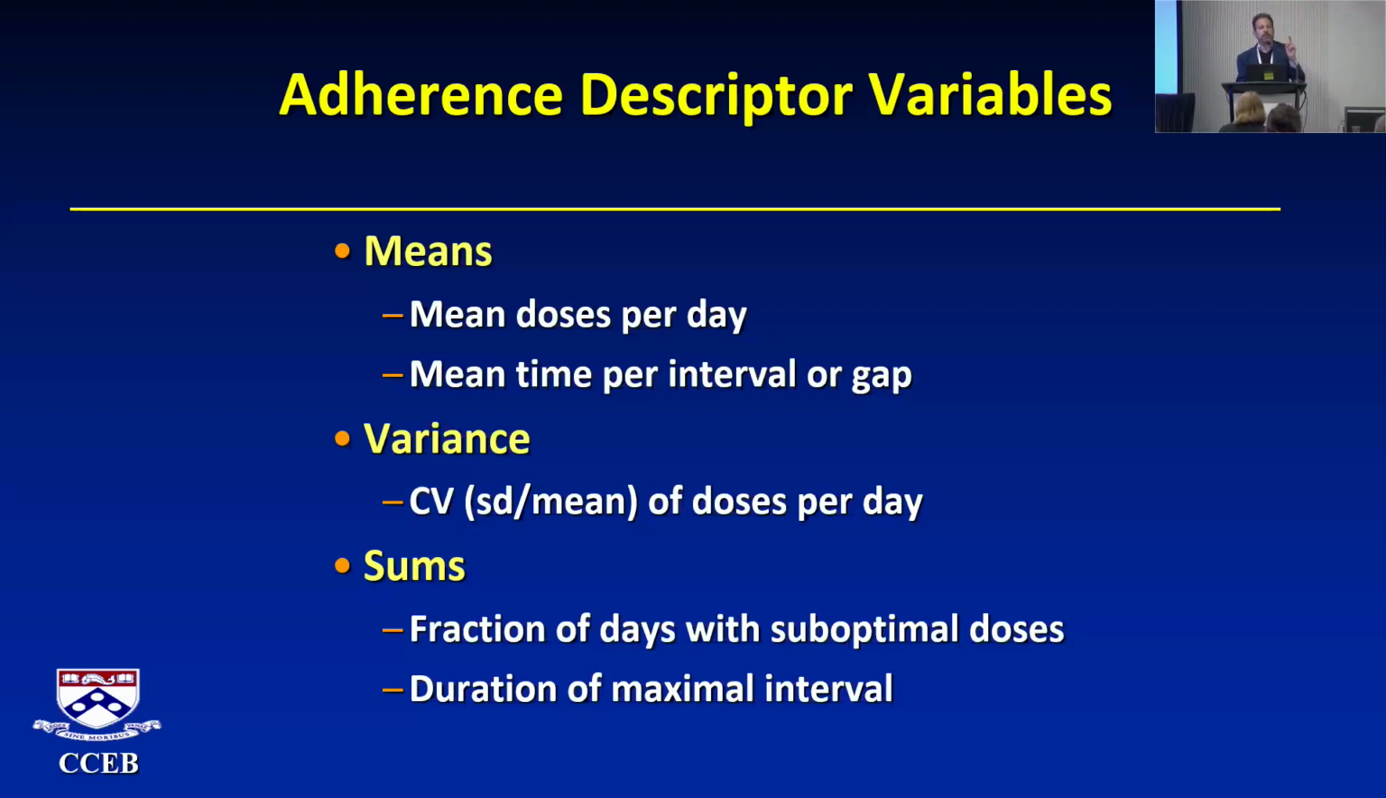But that might depend on how often they're taking the drug, because if they only take it twice and they take it perfectly at 8 o'clock and 8:01, and their variance is very tiny, but they've only taken it twice, it doesn't matter. So you want to divide that by the mean, and that gives you the coefficient of variation.